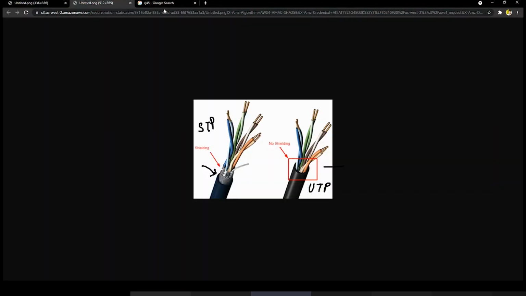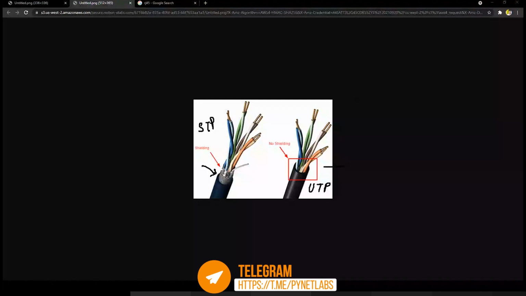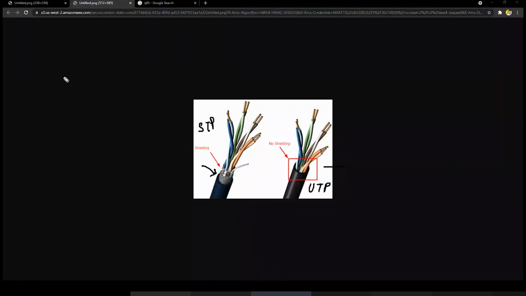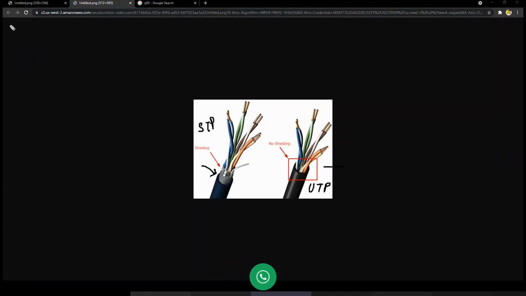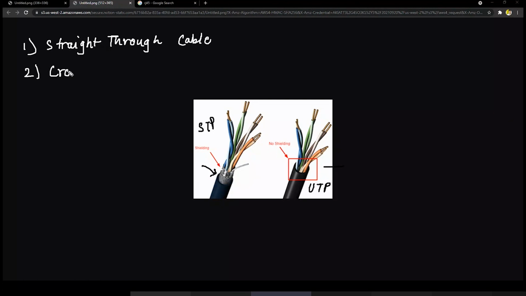So there is some protocol which needs to be kept in mind while inserting these pins to the RJ45, and let's understand what it is. So now there are again two different types of cables. We have crossover cable and a straight through cable. So there are two types of cable, straight through, then we have crossover cable.